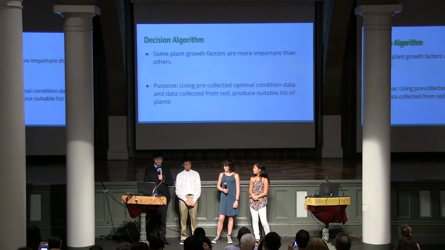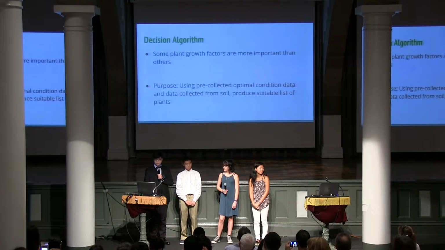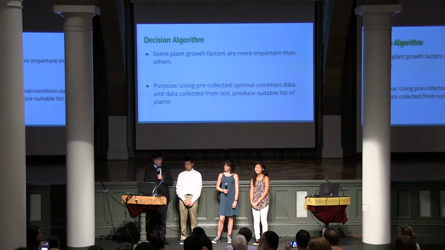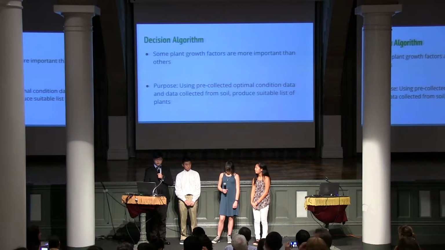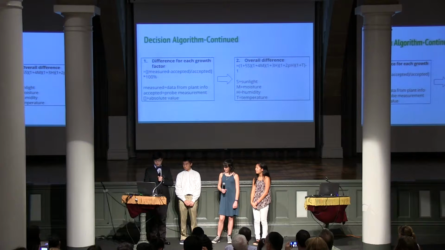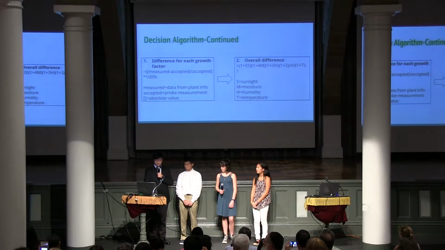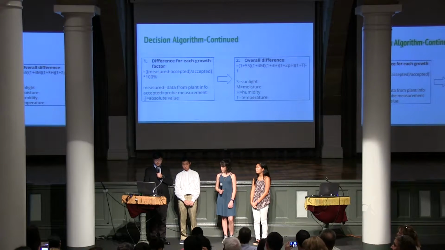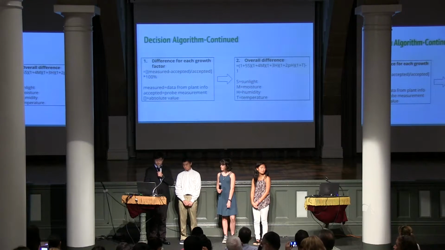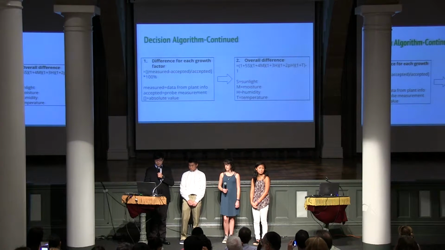Because some plant growth factors are more important than others, our group had to come up with a decision algorithm, and its purpose was using pre-collected optimal condition data and data collected from the soil to produce a suitable list of plants. So this is a two-step process. The first step is, as you can see, finding the difference for each growth factor, and the second step is combining all of this and giving an overall difference for each plant.